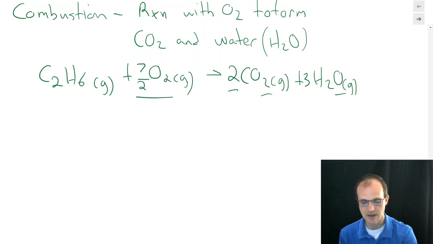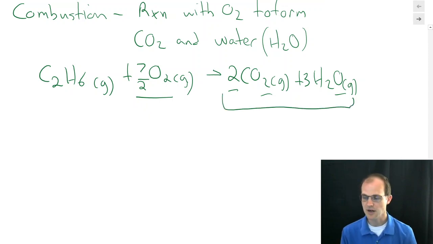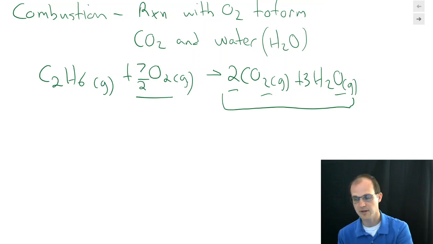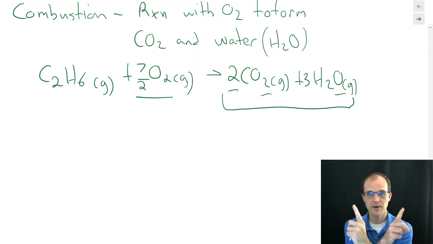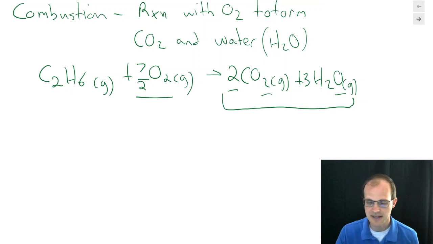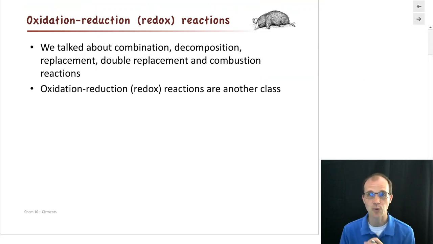We're reacting with oxygen to form CO2 and water. So those are 1, 2, 3, 4, 5 different types of reactions. Combination, 2 things become 1 thing. Decomposition, 1 thing becomes 2 or more things. Replacement, 1 partner switches. Double replacement, 2 partners switch. And combustion, burning things to make CO2 and water. There's one more classification of reaction we're going to talk about in this class that's a little more complicated, so it gets its own page.